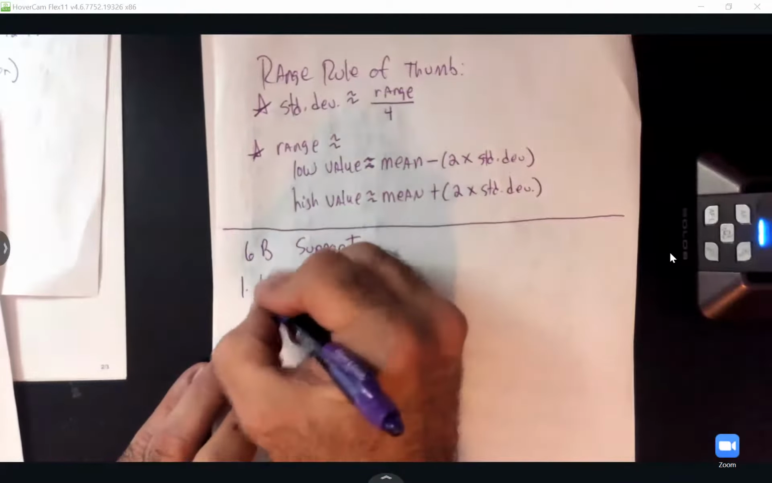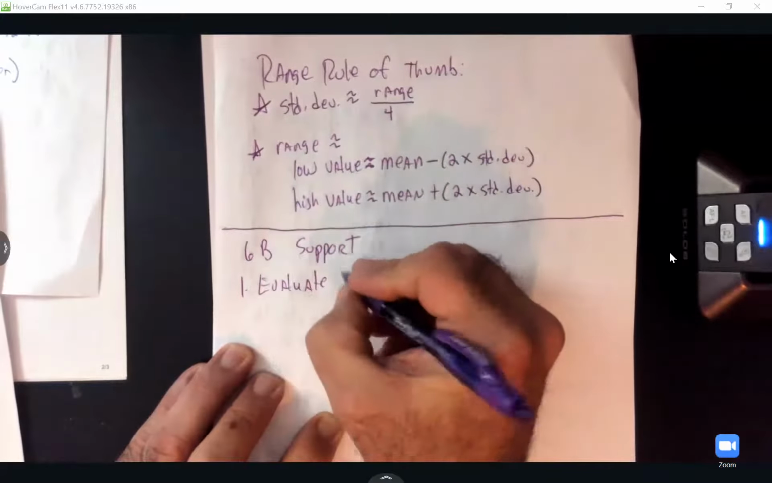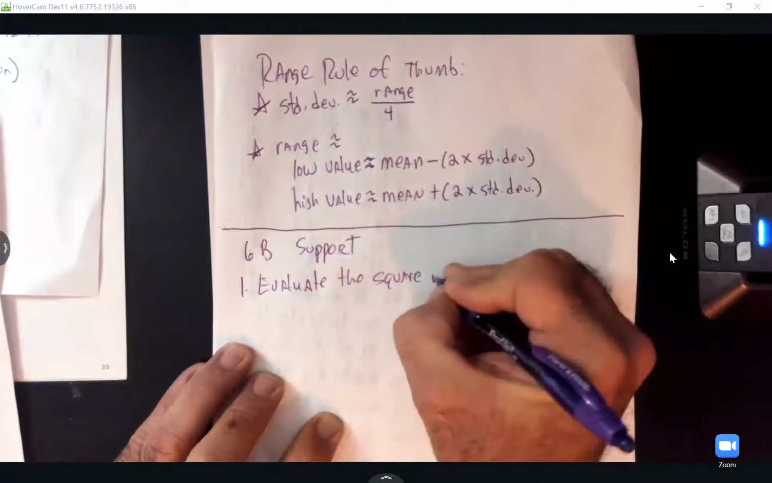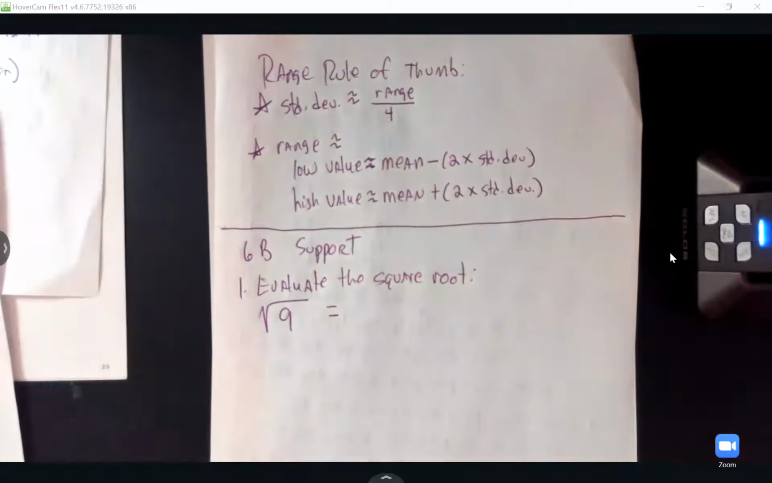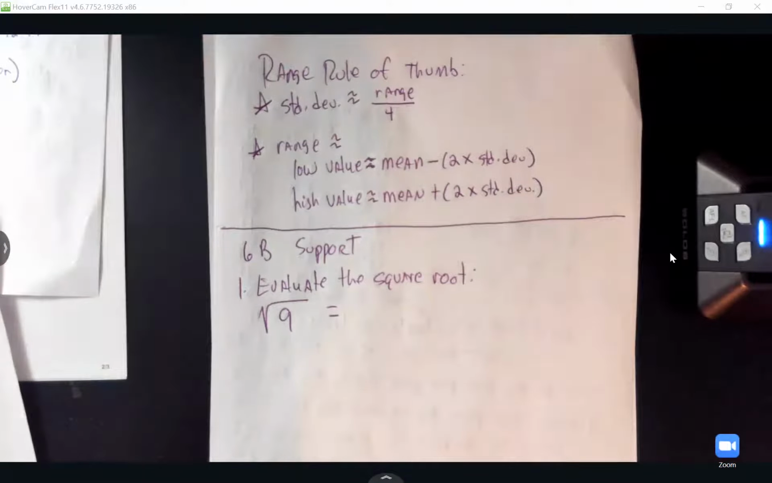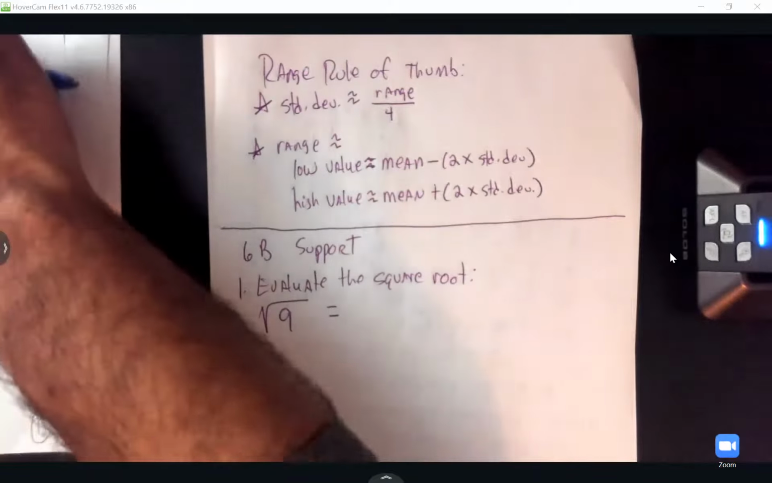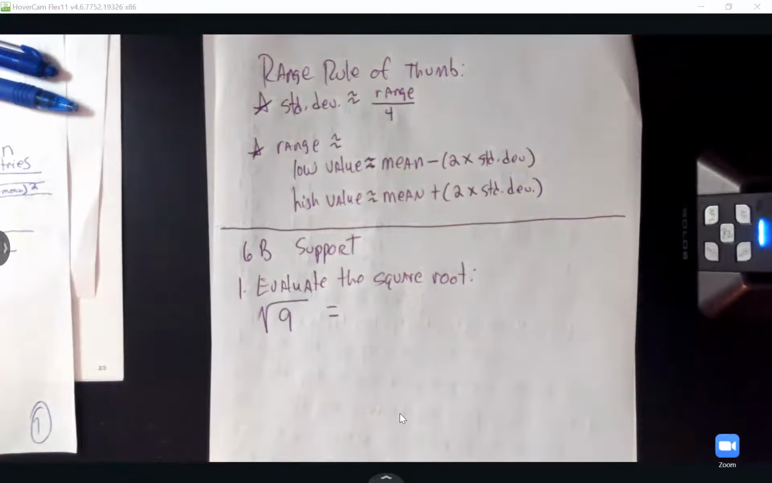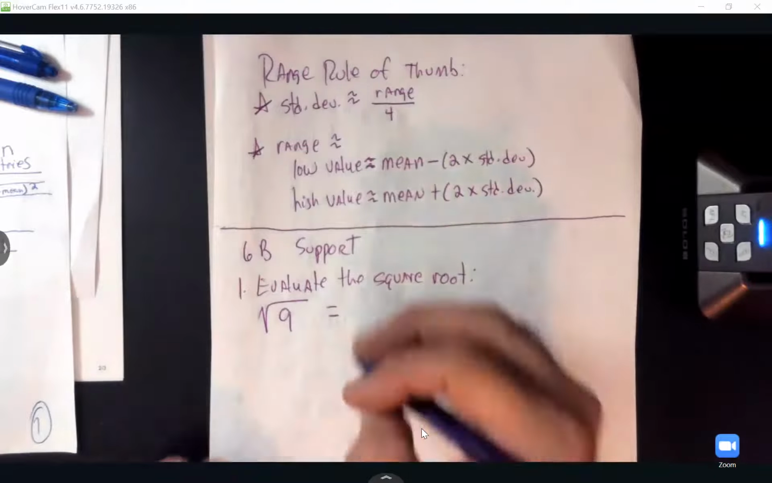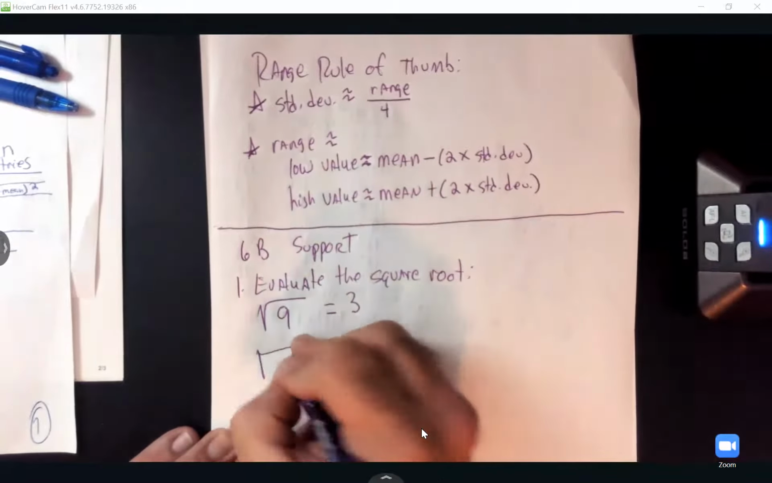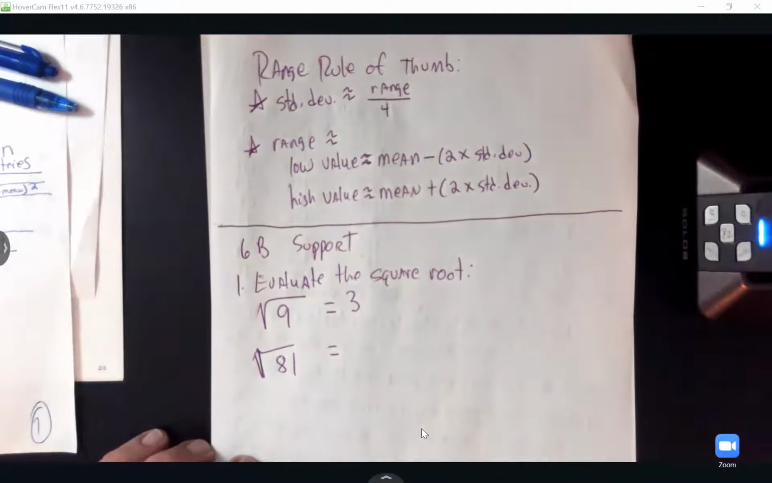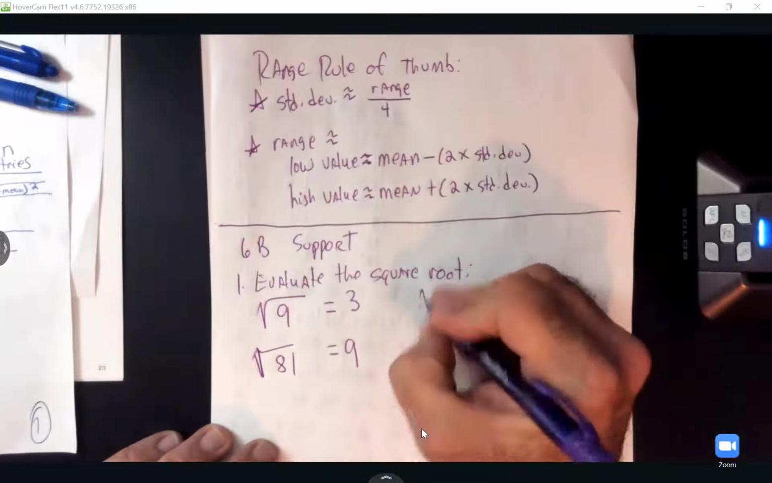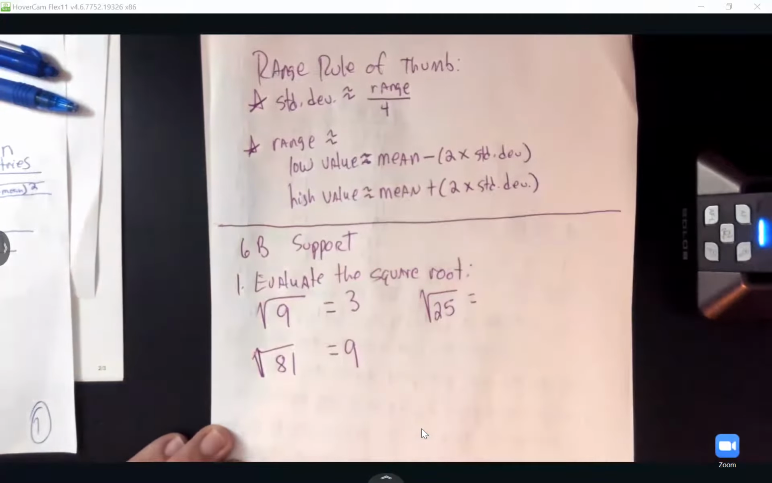So y'all, the first thing y'all are going to do, evaluate the square root. So y'all, what's the square root of 9 equal? Oh, I should be seeing my chat light up on that one. 3. 3, perfect. So let me see if someone else can get this one. How about the square root of 81? 9. Square root of 25.